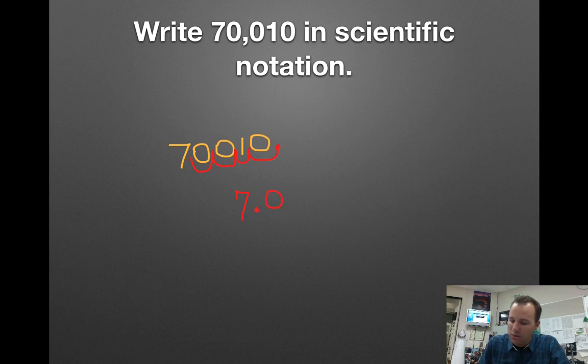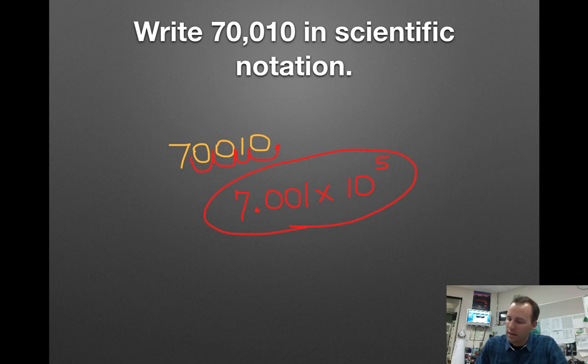Okay, so 7.001 is our new coefficient, times 10. The power that we need to use has to be a positive number because 70,010 is greater than 10. How many times did we move the decimal place? 5 times. So that's our exponent. And there's your answer.